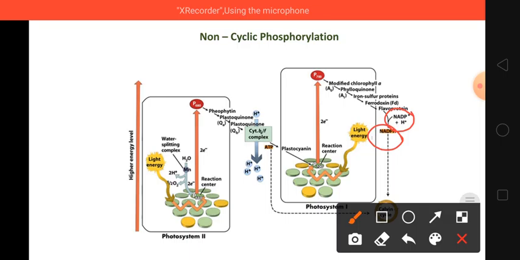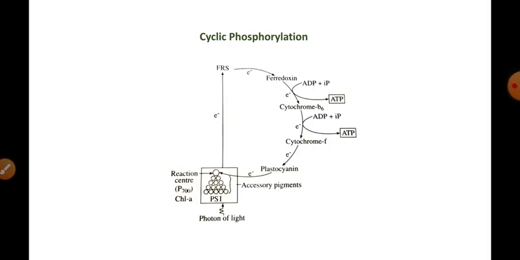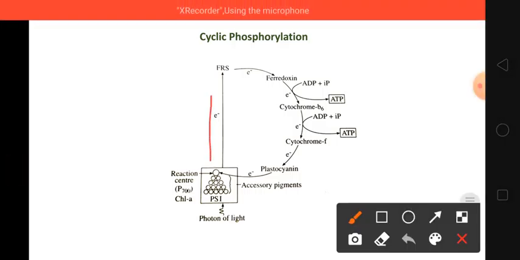Okay, now after the non-cyclic phosphorylation, let us study the cyclic phosphorylation. Here what is happening? The same thing, but only PS1 is involved. PS1 will accept the photons. The chlorophyll A in PS1 will take the light energy at 700 nanometers. When the reaction center has sufficient photons, it will liberate a pair of electrons which will be accepted by the primary electron acceptor. As it comes down, it will first be accepted by ferredoxin, then by the cytochrome complex, and then by plastocyanin.